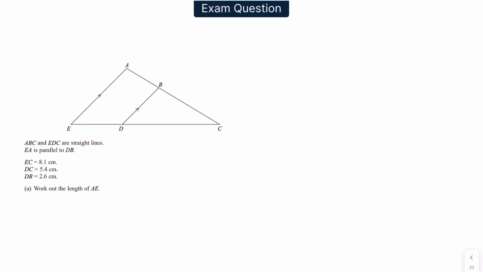Here's an exam question for us to look at. Feel free to press pause and have a go at this yourself first, and then I will go through it. Looking at this question, the first thing you want to spot is the fact that you've got a triangle, and then you've got another triangle on the right. It's much easier to solve this question if you draw them both out separately.